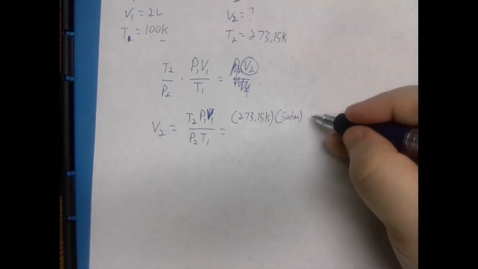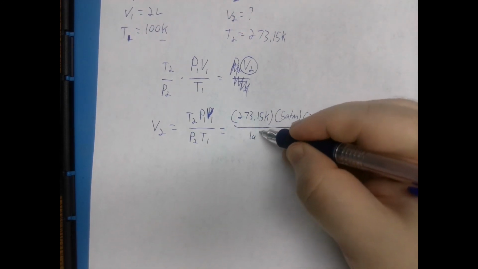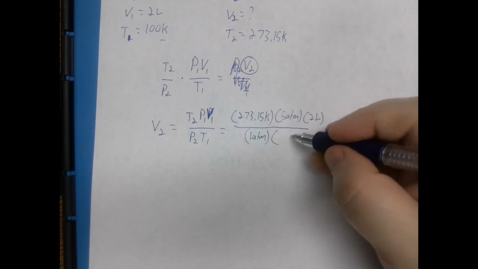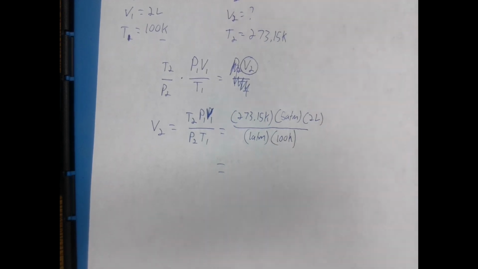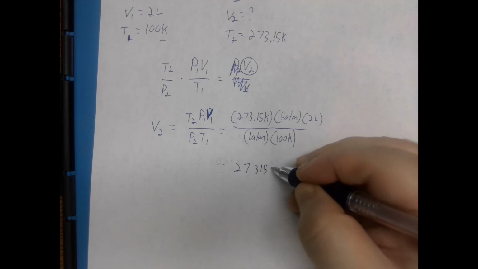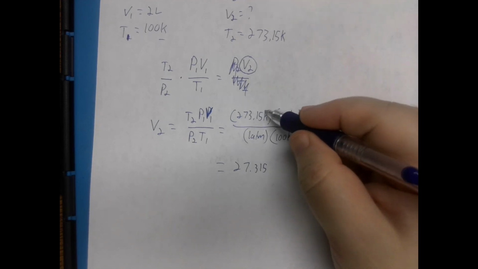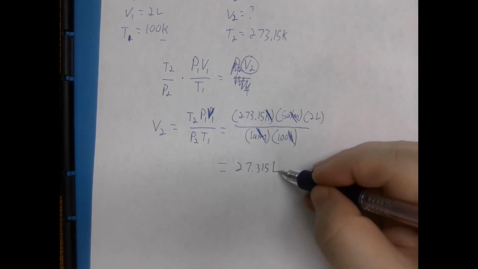Again, if you use units, it will help you find errors. So pressure 2 was 1 atmosphere. Temperature 1 is 100 Kelvin. Plugging that into a calculator, I get 27.315. So Kelvin cancels out. Atmospheres cancel out. And it's liters.